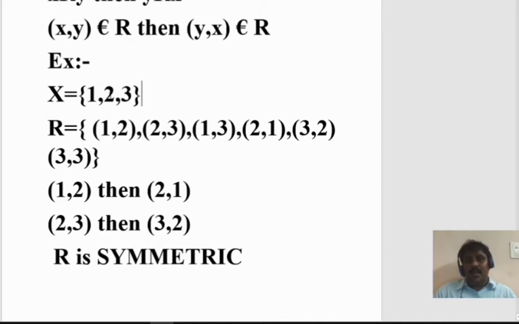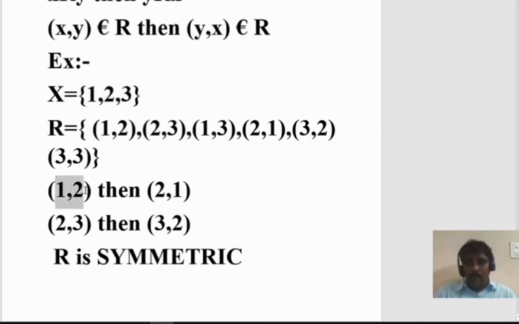Now I am taking another value, 2 comma 3. 2 comma 3 means 3 comma 2 must be present. 3 comma 2 is present. Therefore R is symmetric. Now we are not considering other values. Why? Because we have covered all the three values. I have covered 1, I have covered 2 and I have covered 3.